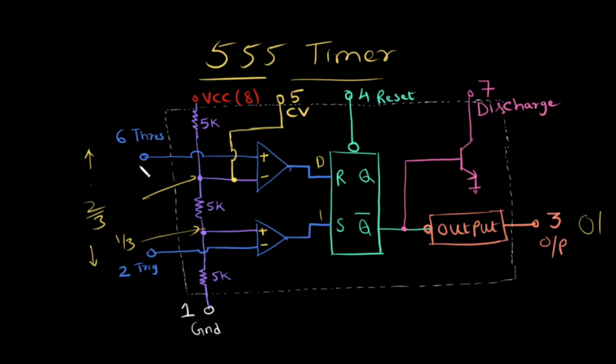So remember that we have two pins, pin number 6 and pin number 2. Based on how we change the voltage at pin number 6 and pin number 2, we can control the output in different patterns.